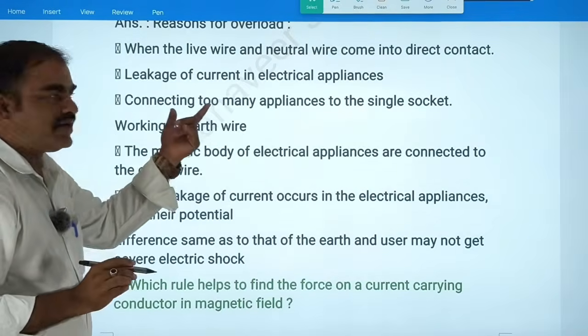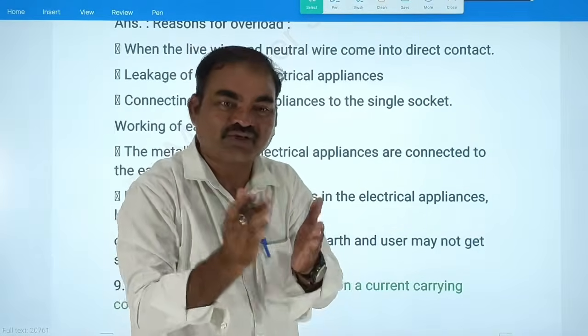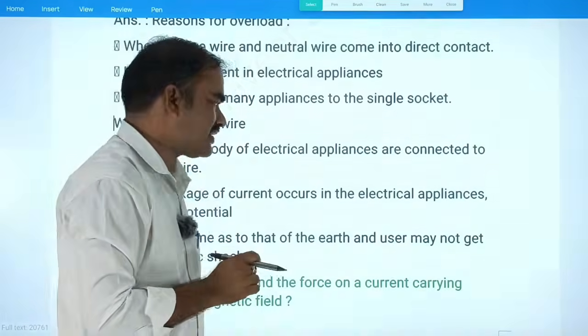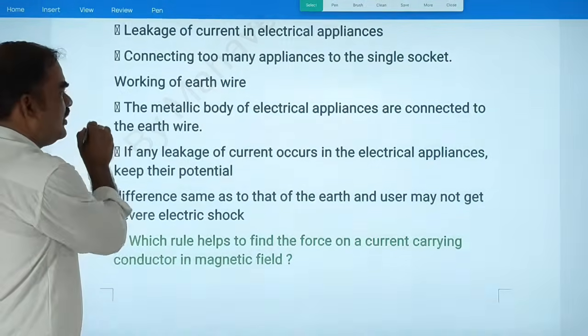So when the live wire and the neutral wire come into direct contact, that overloading happens, as I told. So this is one reason there.